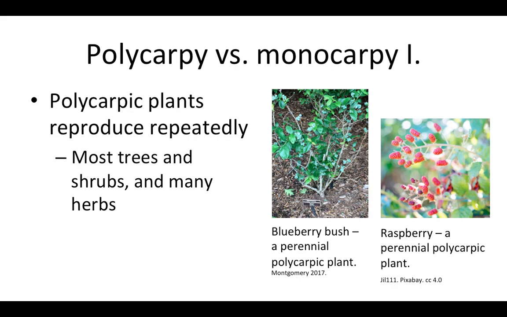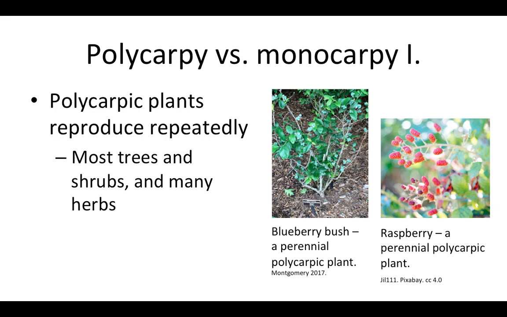We're now going to move on to talk about some different patterns of reproduction rather than different kinds of body plans. And we're going to make several distinctions. The first distinction is between polycarpy and monocarpy. Polycarpic plants are those that reproduce repeatedly throughout their lives. This typically means across multiple seasons or years.